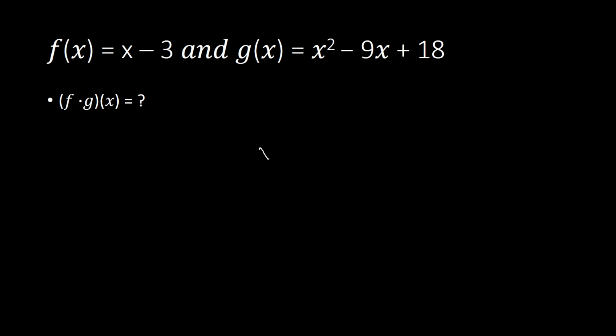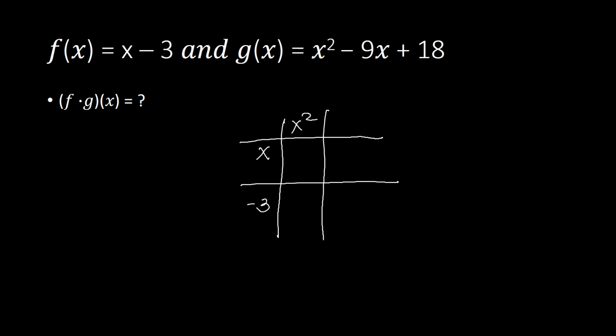So I'll be writing my x minus 3 on the first column. So x, then I have here minus 3. Then I've got on the second function x squared, and then I've got minus 9x. And then I've got a positive 18, so I don't need to write the symbol there.